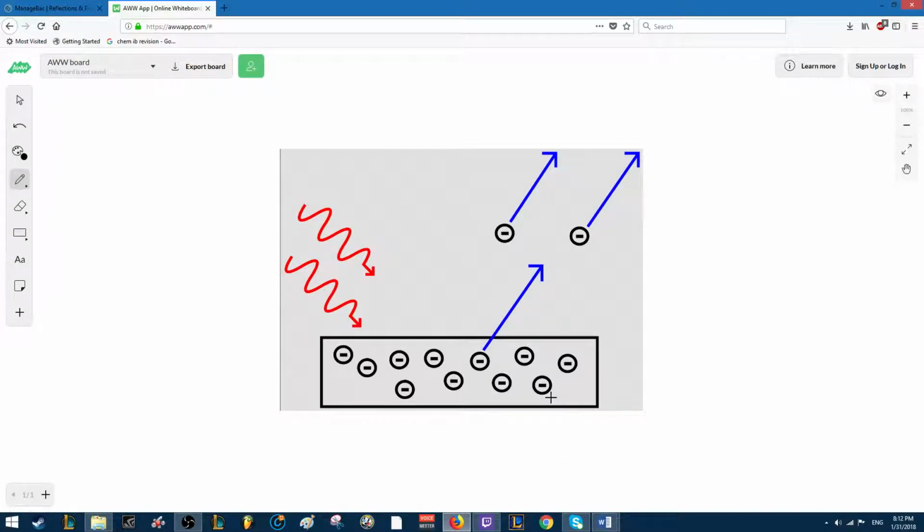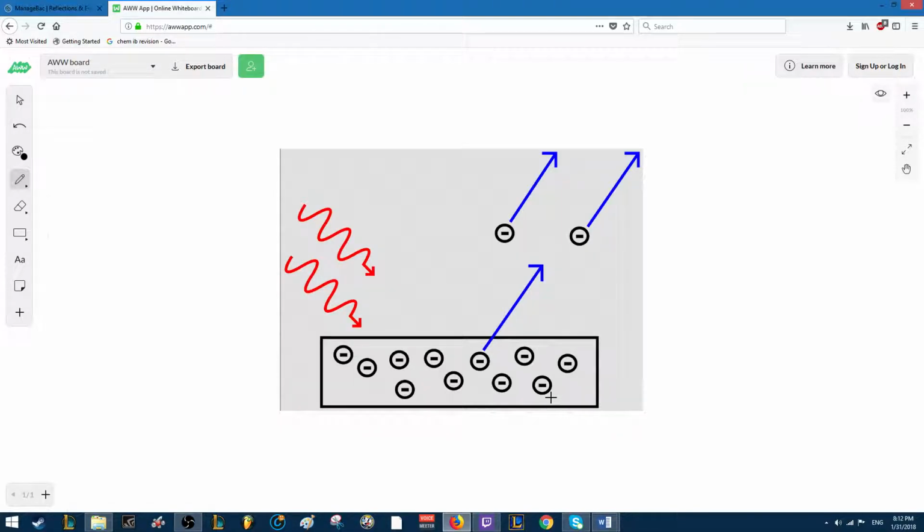Right, so today we're going to be looking at the photoelectric effect. So what is the photoelectric effect? The photoelectric effect is an effect that happens when you shine light on metals, and this causes the release of the electrons within the metals.